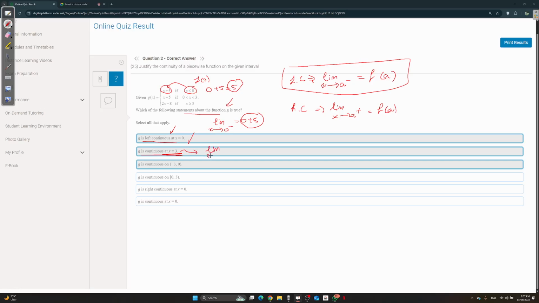That the limit as x approaches 3 minus is equal to the limit as x approaches 3 plus, which is equal to f of 3 also. These three conditions have to be met. So let's take a look.